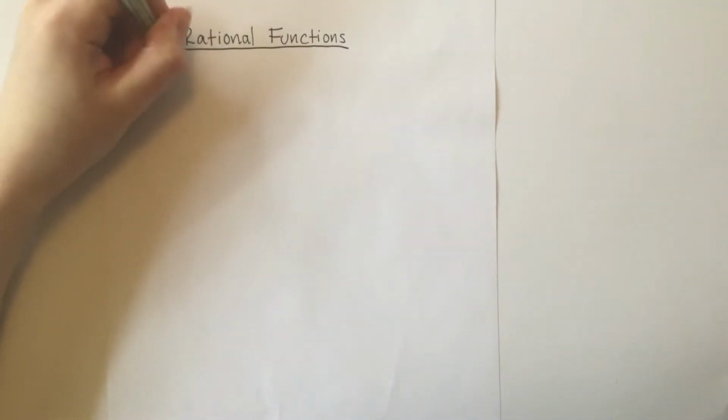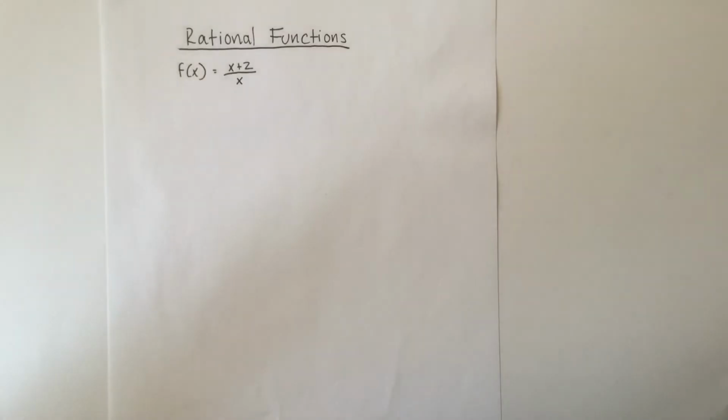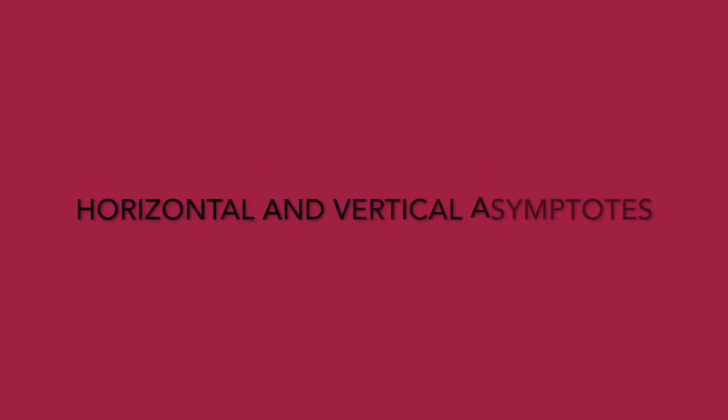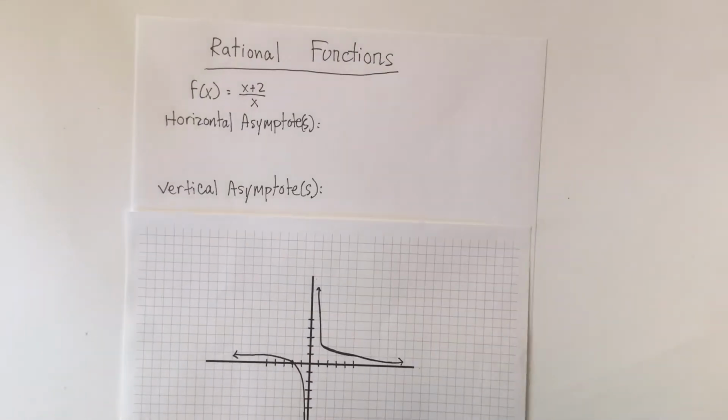On today's episode, we are talking about rational functions. F of x equals (x plus 2) divided by x. We're going to look for horizontal and vertical asymptotes.